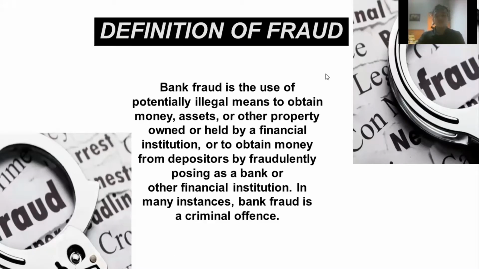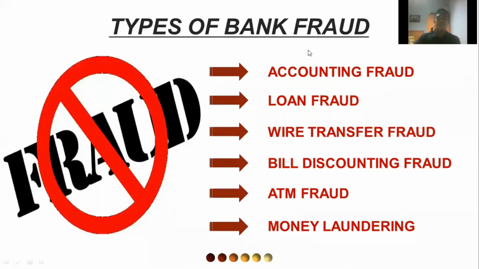Definition of fraud. Bank fraud is the use of potentially illegal means to obtain money, assets, or other property owned or held by a financial institution, or to obtain money from depositors by fraudulently posing as a bank or other financial institution. In many instances, bank fraud is a criminal offense. And then there are types of bank fraud. There are 6 points about types of bank fraud.